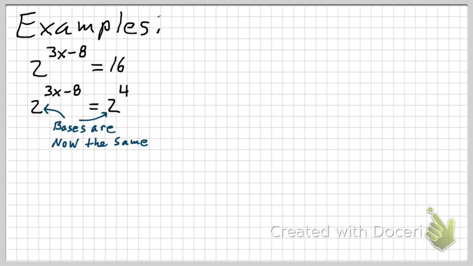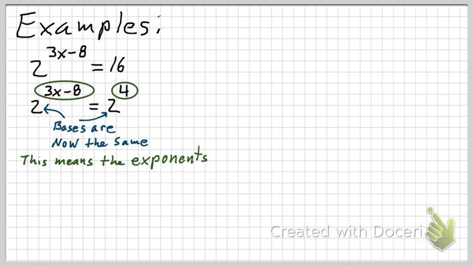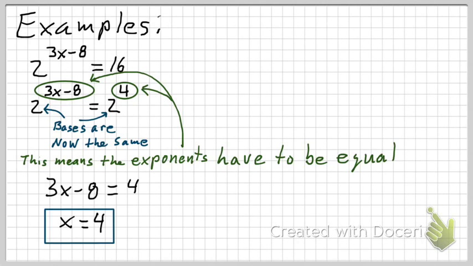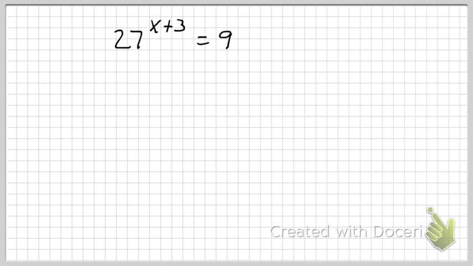Now that the bases are the same, the exponents must also be the same. So I'm going to set up an expression that says that these have to be equal. The bases are both 2, then the exponents have to match. So the 3x minus 8 must match the 4, solve for x. And it's that simple. Let's do some more.